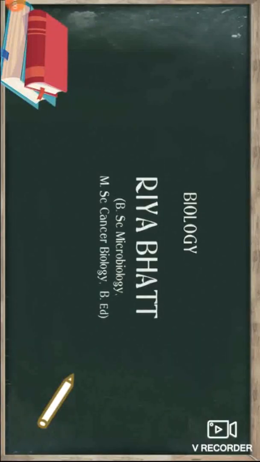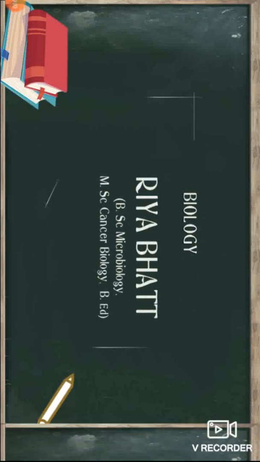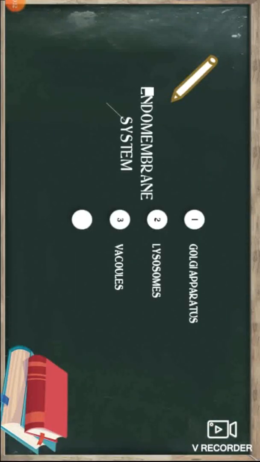Hello everyone, this is Riya Bhatt and today we are going to talk about another three organelles of the endomembrane system, that is Golgi apparatus, lysosomes and vacuoles. So as you can see, we will first go through Golgi apparatus.